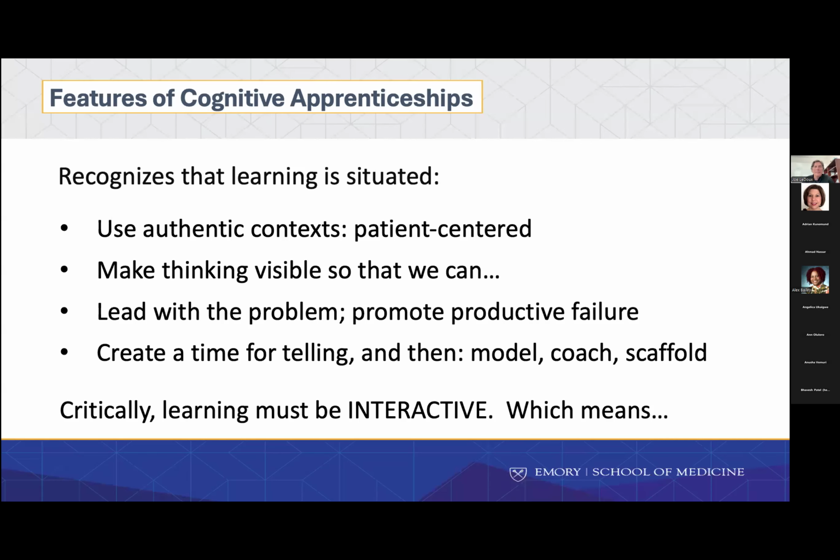Easier to meet your students where they are, basically. And then the challenge is you lead with a problem, which is highly engaging.